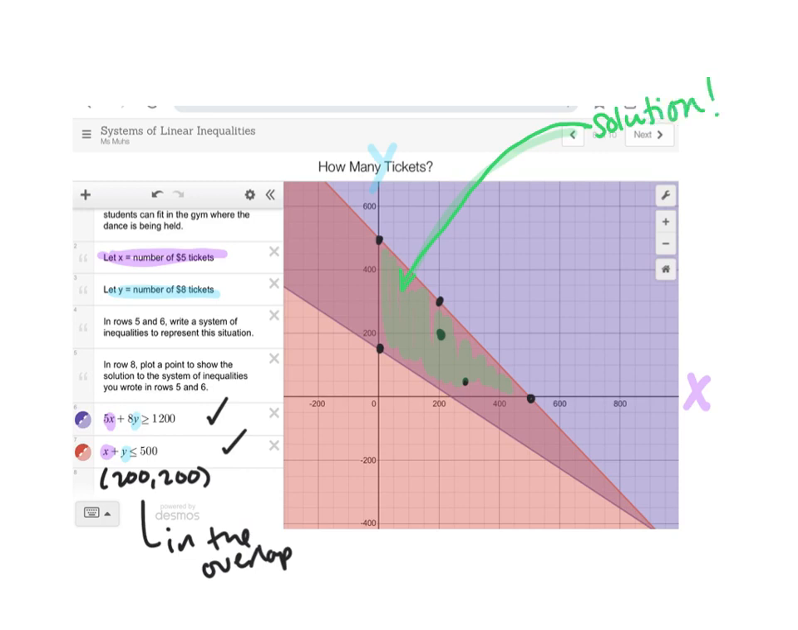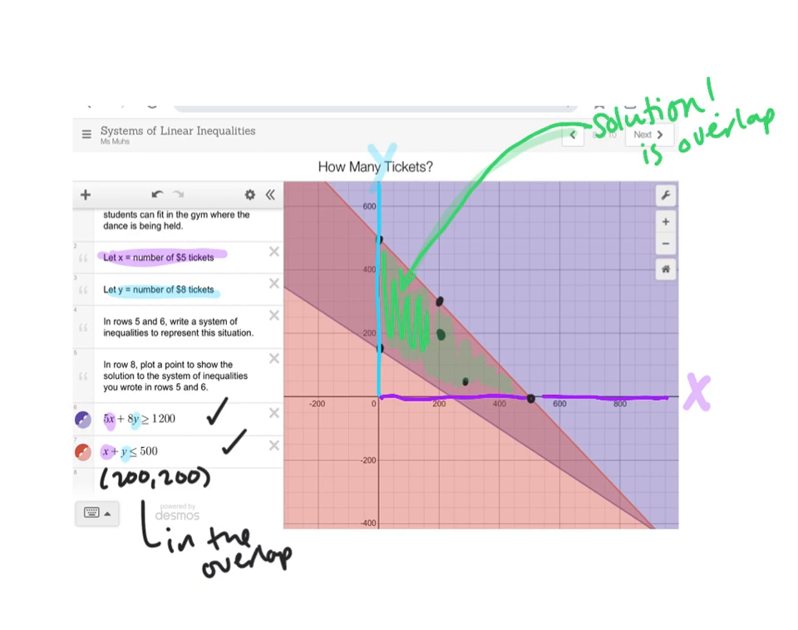Technically it's the whole overlap, but we do want to focus here on just our first quadrant because we're dealing with people and money. So we don't want negative money. We don't have negative people, stuff like that. So the solution is the overlap. So again, any point within there works.